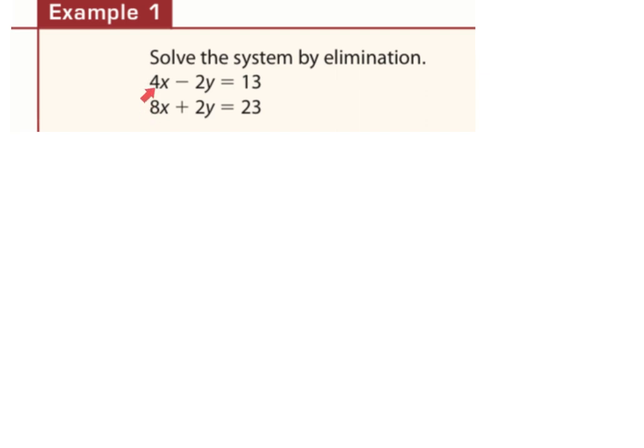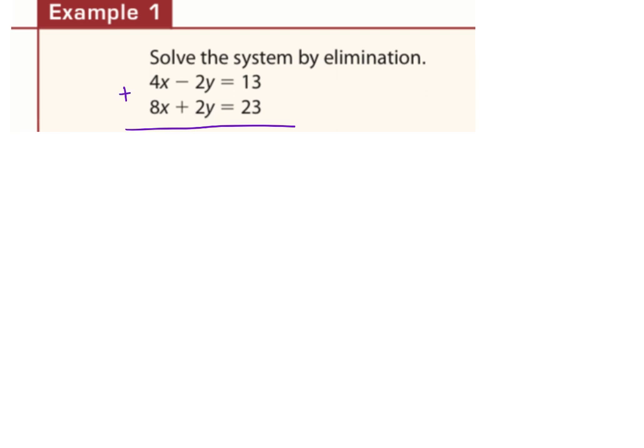So I'm going to look at my x's. If I add 4 and 8, I would get 12. Those will not cancel. But if you look at my y's, I have a negative 2 and a positive 2. If I add those together, that will cancel. It will turn to 0. And so I can go ahead and add these. I can just say, okay, I'm going to solve by elimination.